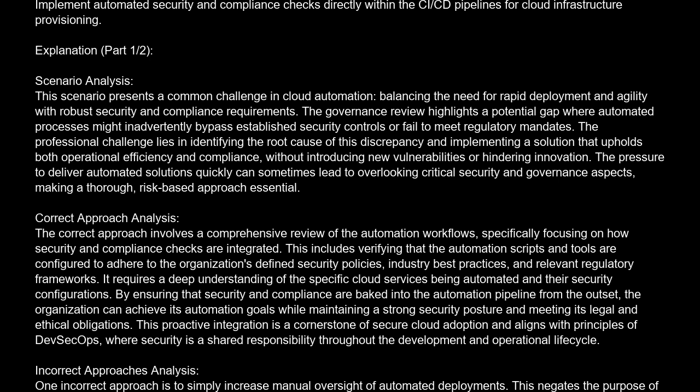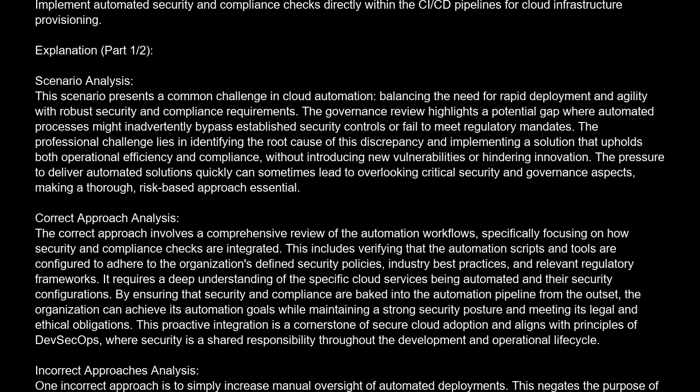By ensuring that security and compliance are baked into the automation pipeline from the outset, the organization can achieve its automation goals while maintaining a strong security posture and meeting its legal and ethical obligations. This proactive integration is a cornerstone of secure cloud adoption and aligns with principles of DevSecOps, where security is a shared responsibility throughout the development and operational lifecycle.